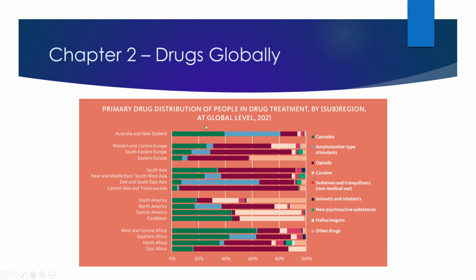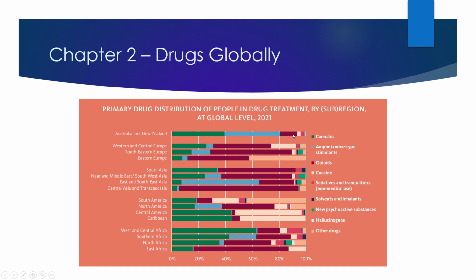So these graph bars here that are horizontal tell you that for Australia and New Zealand, the green is cannabis, marijuana, and the light blue is amphetamine type stimulants. So stimulants and marijuana are what most people are in treatment for in Australia and New Zealand. Less percent for these other things.